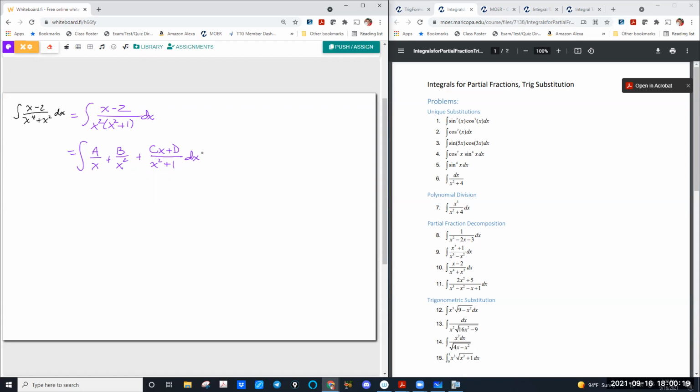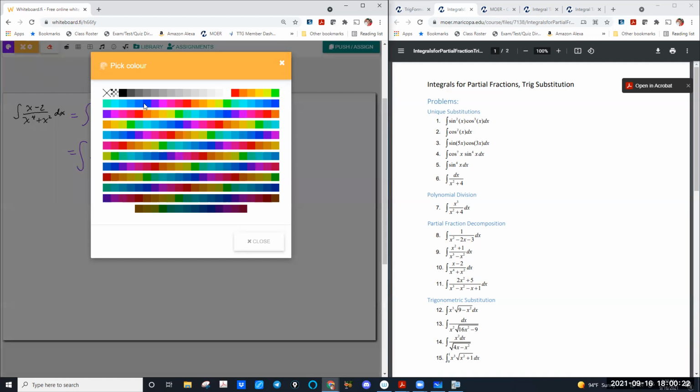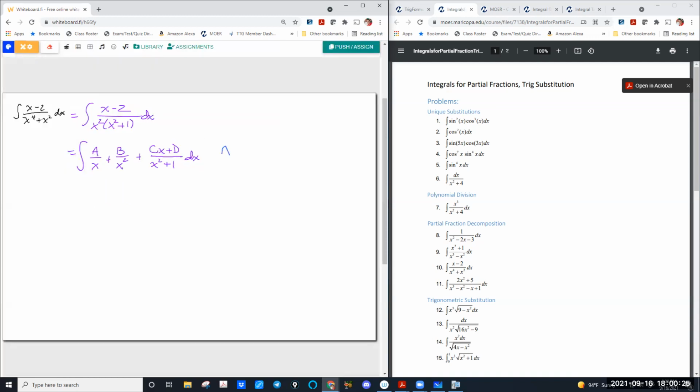Do not worry. Now the next step, I'll do it in blue again, is the same as last time. A, what does A need to be multiplied by to get our common denominator? Well, it needs another x, plus it needs the x squared plus 1. B already has the x squared, but it needs the x squared plus 1. And then the Cx plus D has the x squared plus 1, but it needs the x squared. So C times x squared, that all has to be equal to what our original numerator was.